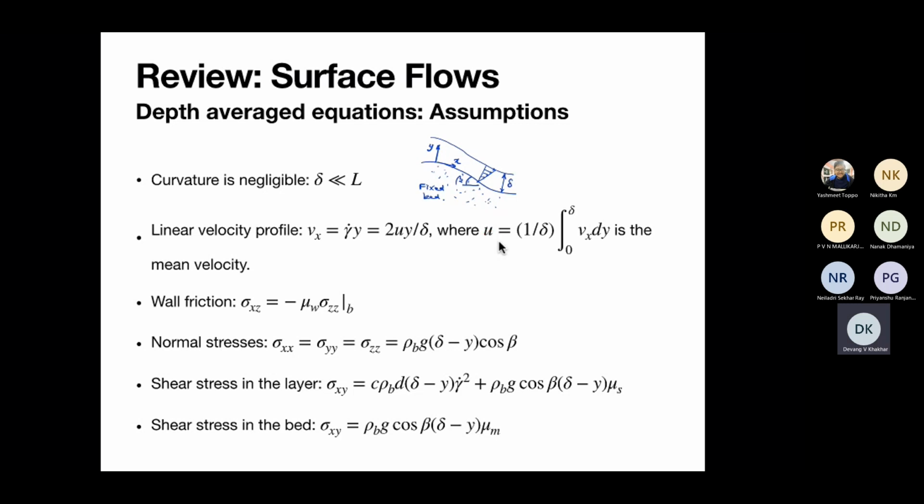So u is the mean velocity and delta is the layer thickness. So those are the two important variables. As the layer flows, we want to know what is the mean velocity in the layer in the x direction and what is the thickness of the layer.